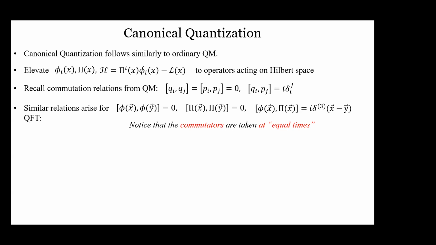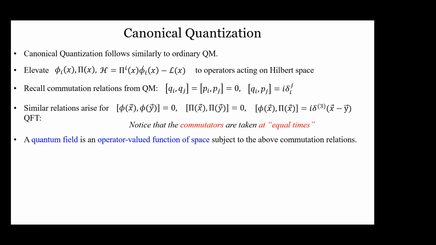All right, now these commutators, you will see that they are only dependent on the spatial coordinates, so they are taken at equal times. We call them equal time commutation relationships. So basically, measurements made at exactly the same time. Right? But now, a quantum field, now we're defining a quantum field, is an operator valued function of space subject to the above commutation relationships. So basically, you have a quantum field, which is then a function of some operator. Okay?